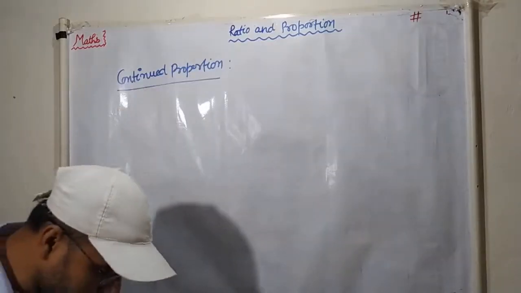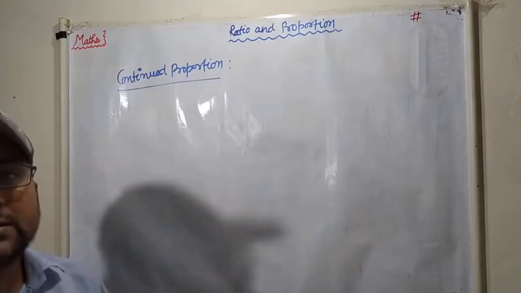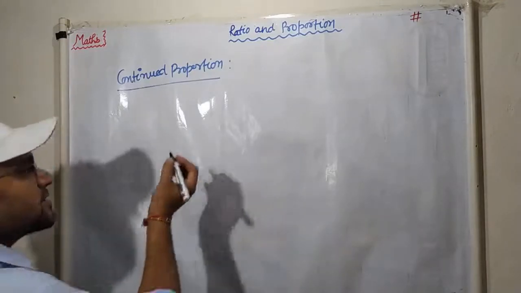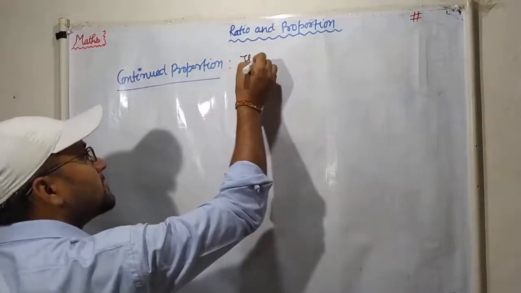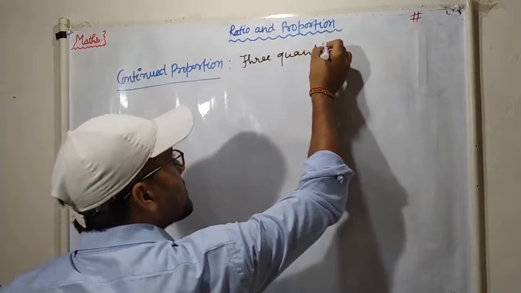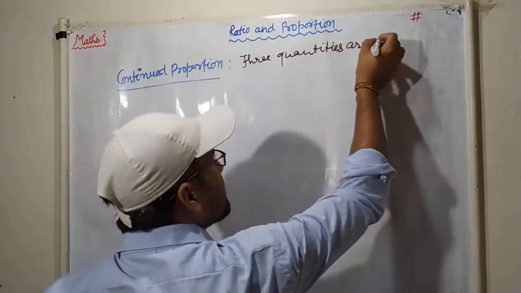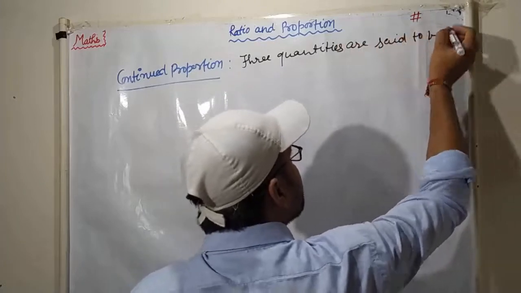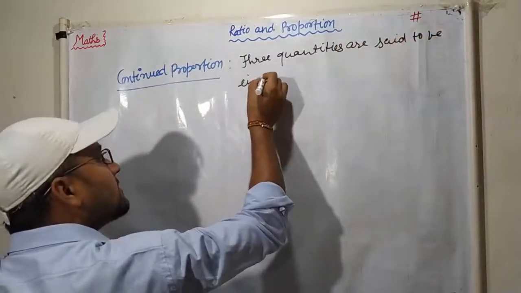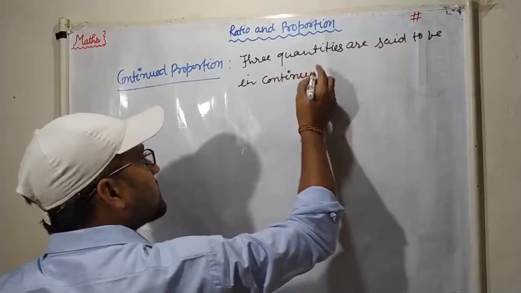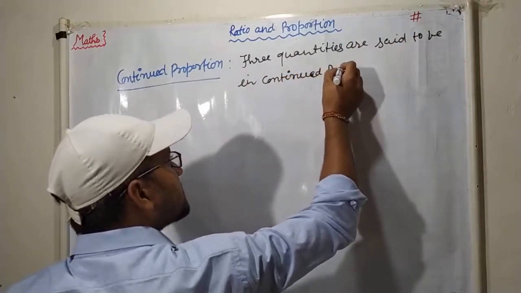And it is very important: three quantities are said to be in continued proportion.